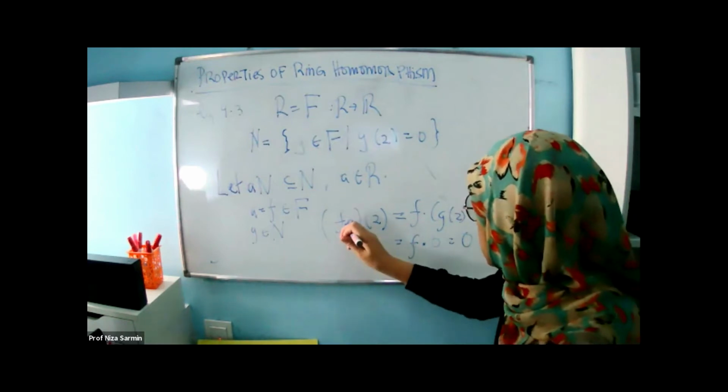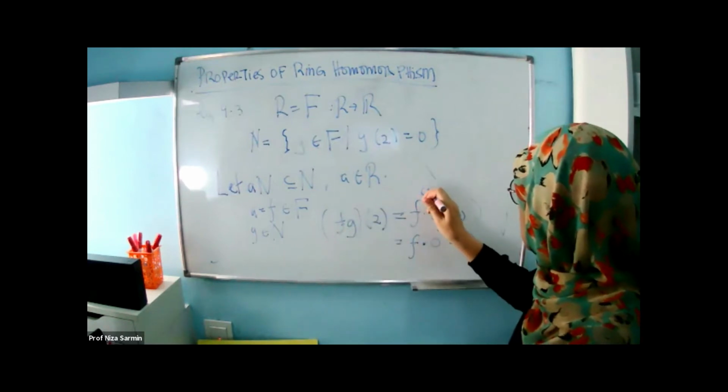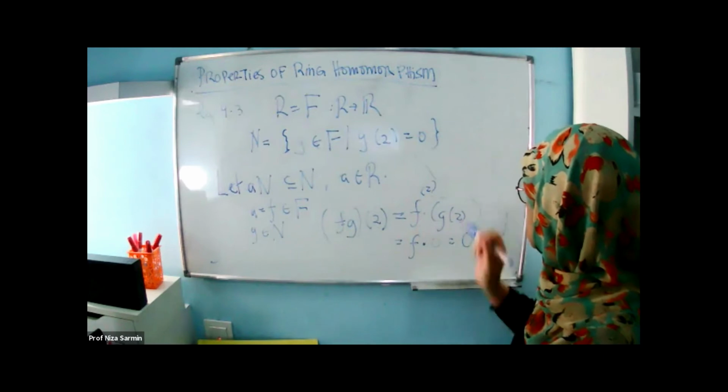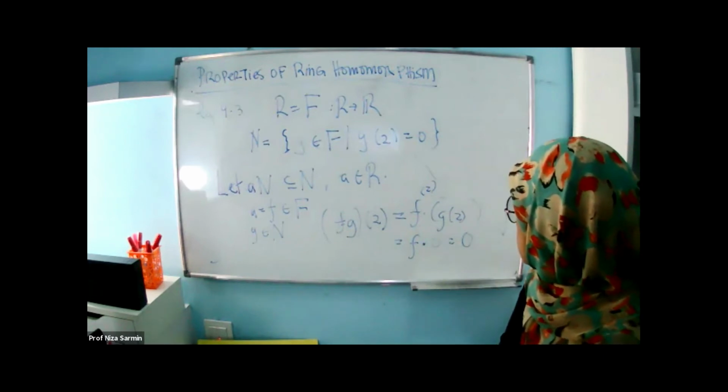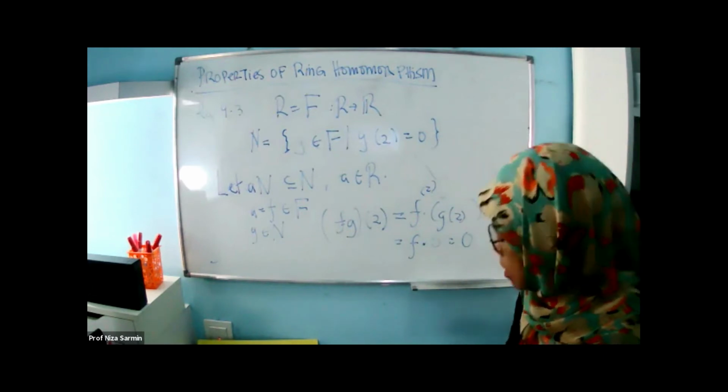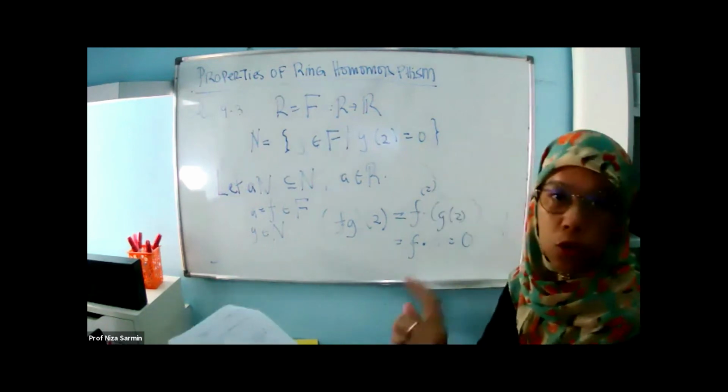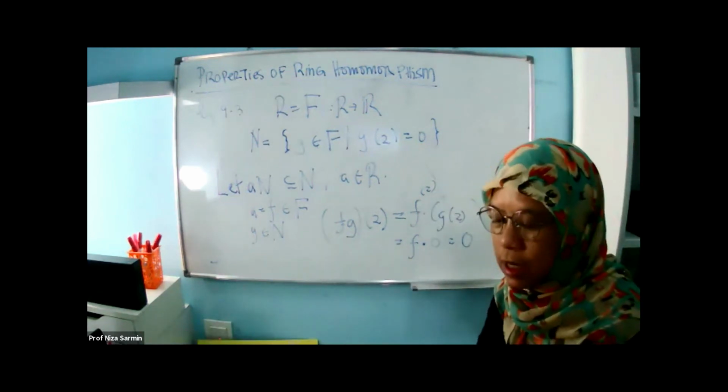Oh, this is multiplication, sorry. f(2) dot g(2). Okay? And you can show the other way around. So it's an ideal.